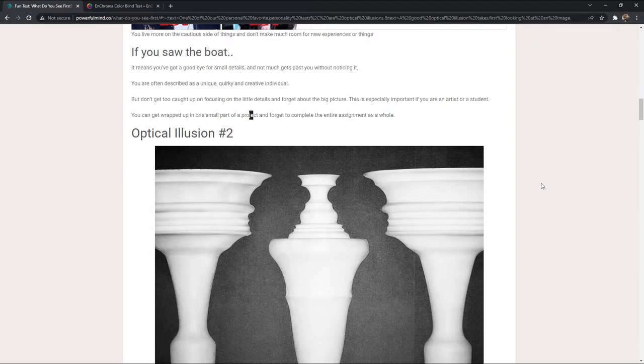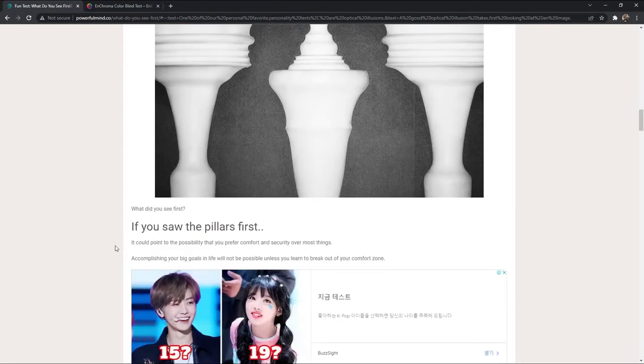I see two men. I saw a person. Two people first. You guys don't just see some vases? I see the pillars. I see the vases and pillars. But I saw the person. I saw the person. You saw the pillars first.